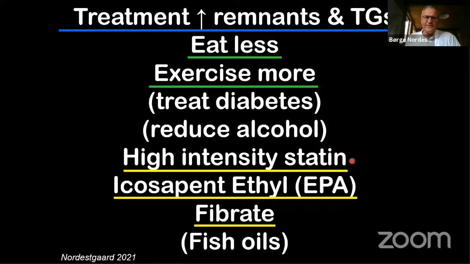Otherwise, high intensity statin. We heard Dr. Goldberg has some arguments against it, but still, I think for the majority of patients, this is what you want to do. And then there's this new evidence, icosapent ethyl, EPA, and then fibrates. And you should not use fish oil over the counter. This is not well shown.